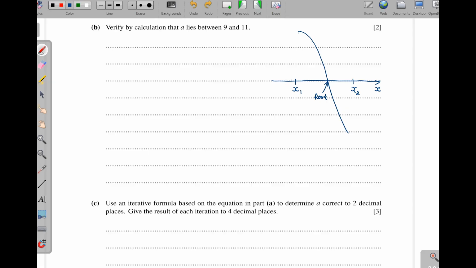This x coordinate here, based on what I've drawn, will give us a corresponding y coordinate which is going to be above the x-axis, which is positive. And then this one here will give us the corresponding y coordinate which is below the x-axis, and that one has to be a negative. This therefore implies that if the root exists between two values, when you get those two values and you substitute them in the equation of the function, then you will get two different signs. One will give a positive and then the other one will give a negative. Is that clear?